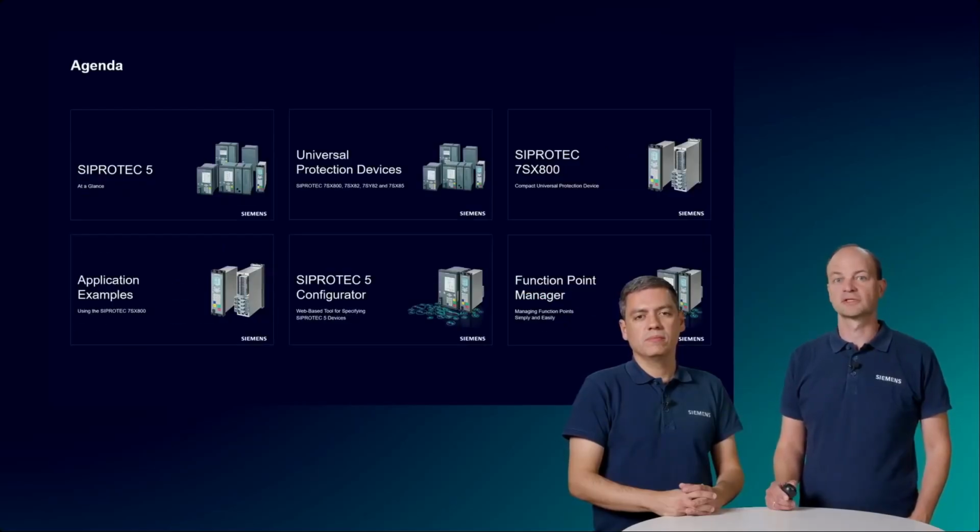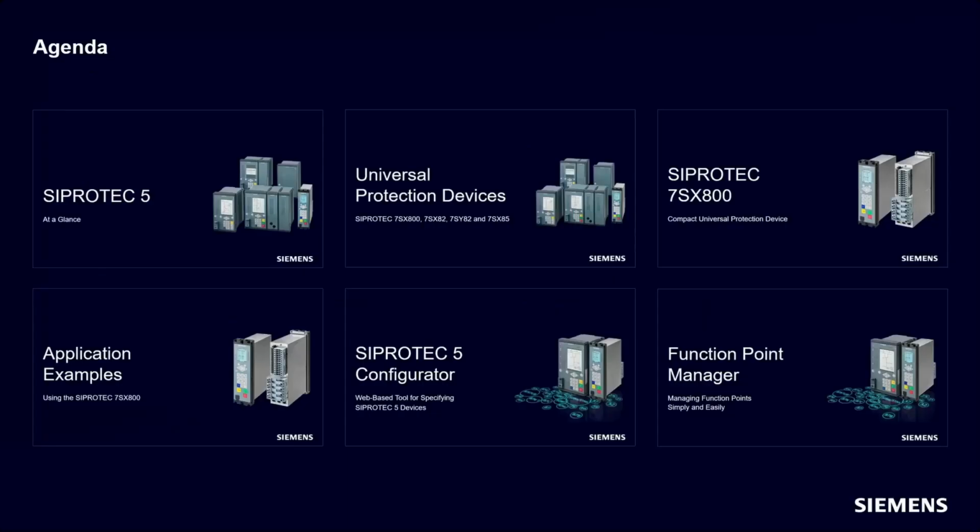So, let's look at the summary of our agenda for the first session. In this first session, we want to start with an overview of our SIPROTEC 5 portfolio. Then we will head on to our universal protection series, and there especially to our most compact device, the 7SX800. Afterwards, we will present several applications that fit well with our compact universal device. We will then close the session showing you how you can specify a 7SX800 with our SIPROTEC configurator, and how the flexibility of the function point manager helps you to reduce your protection device variance.